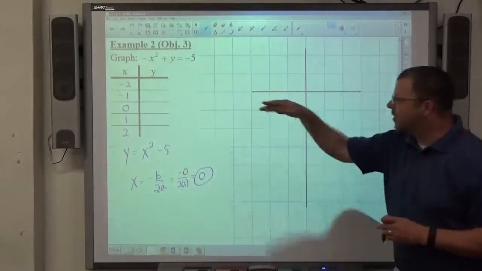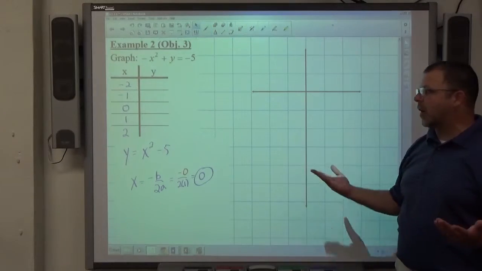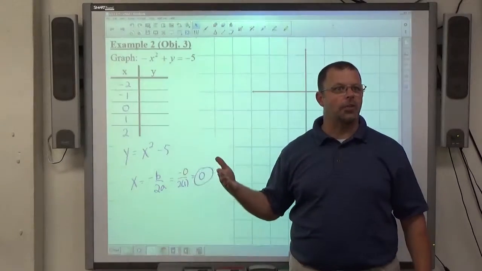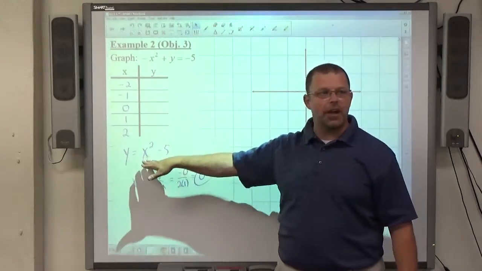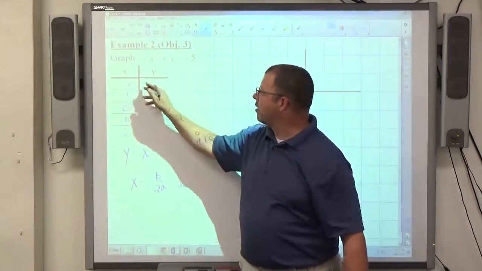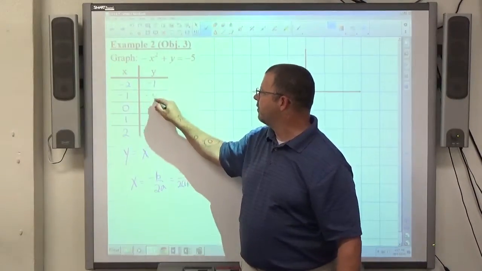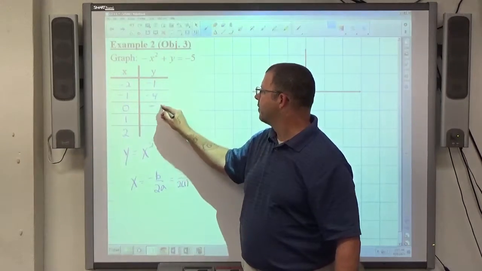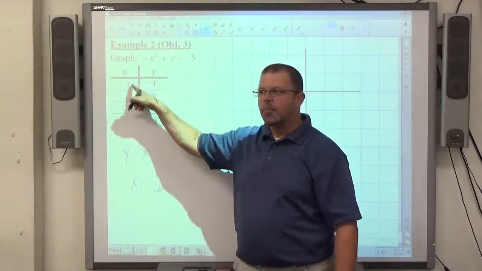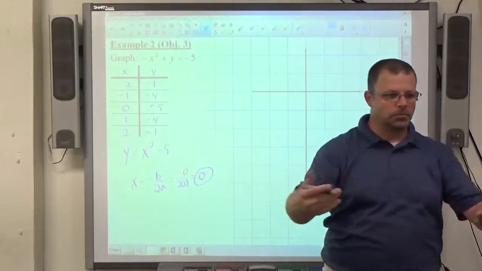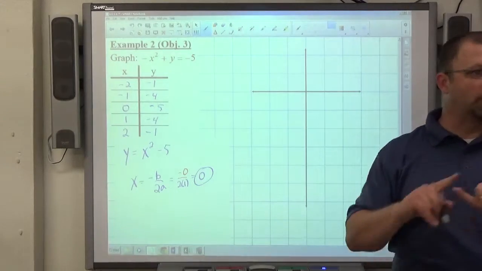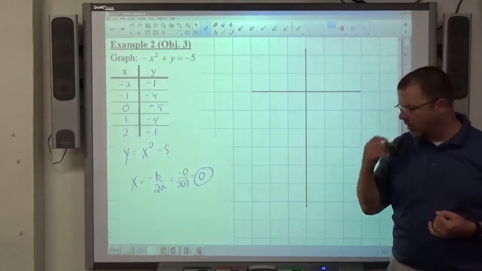Next, once we've established the x coordinates of the chart, I've got to figure out y by squaring x and then subtracting 5. When you square x, you get a positive, right? So this problem's easy enough. X squared minus 5. Square this number, subtract 5. 4 minus 5 is negative 1. 1 minus 5 is negative 4. 0 minus 5 is negative 5. 1 minus 5 is negative 4. And 4 minus 5 is negative 1. Again, my x's are here. I square them. Negative 2 squared is 4. Subtract 5 is negative 1. Negative 1 squared is 1. Subtract 5, I get negative 4, and so on.